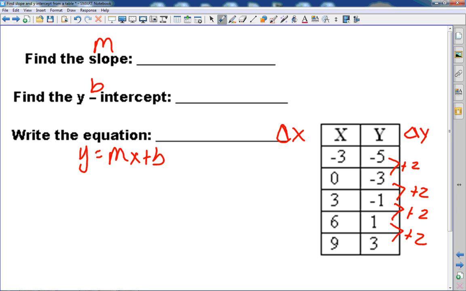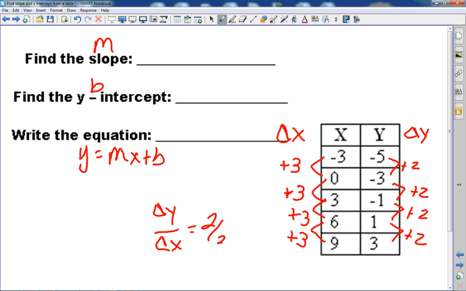Delta x, the change in x. Plus 3, plus 3, plus 3, plus 3. Okay, all of them are the same. If I take delta y over delta x, I have 2 over 3. Well, 2/3 is a good number. That is my slope. Now, you can go and build a table.